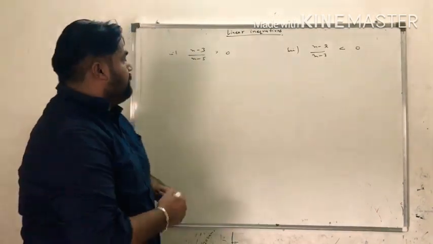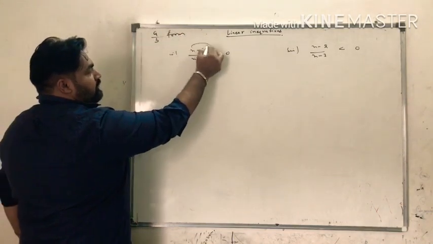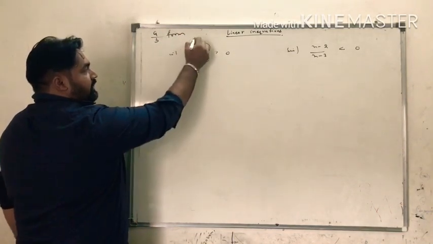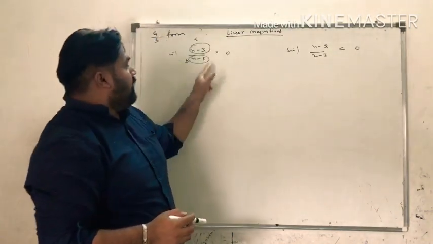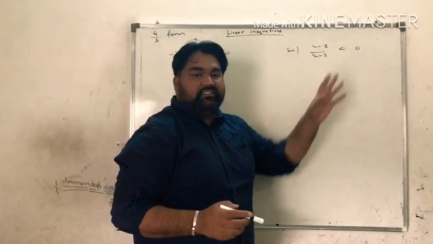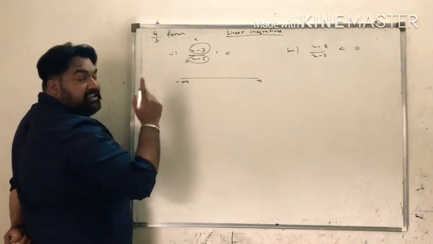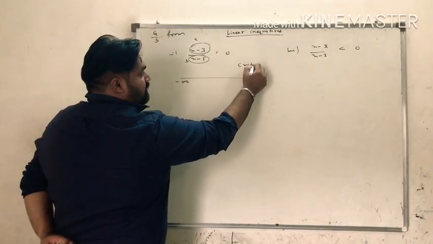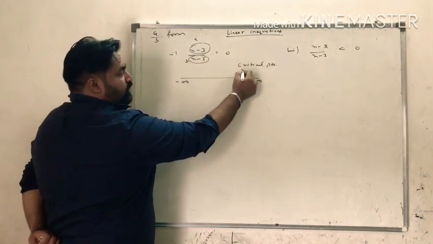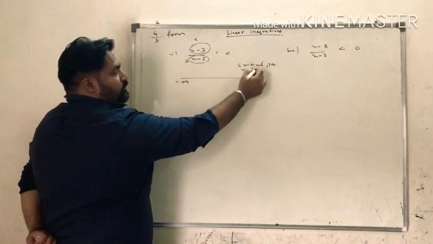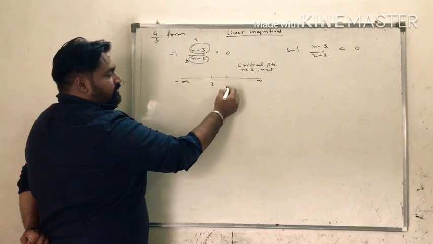The next concept is a upon b form. Now this is a, this is b. This is a upon b form. A upon b greater than 0, a upon b less than 0. Now first of all we will find the critical points. Critical points means if x minus 3 equals 0, x equals 3. If x minus 5 equals 0, x equals 5. So there are two values, 3 and 5.